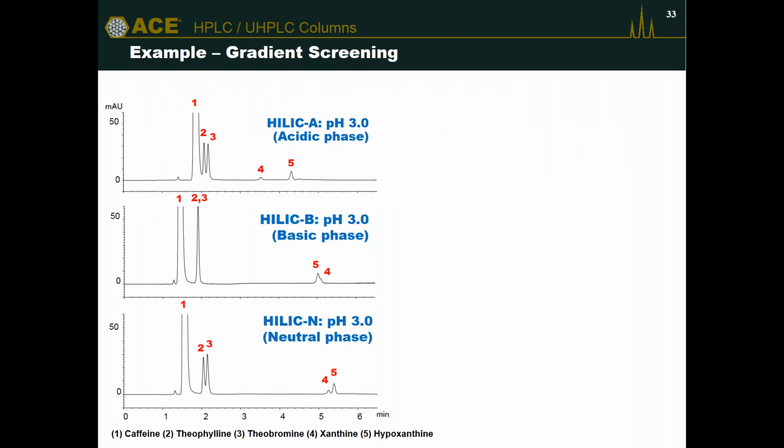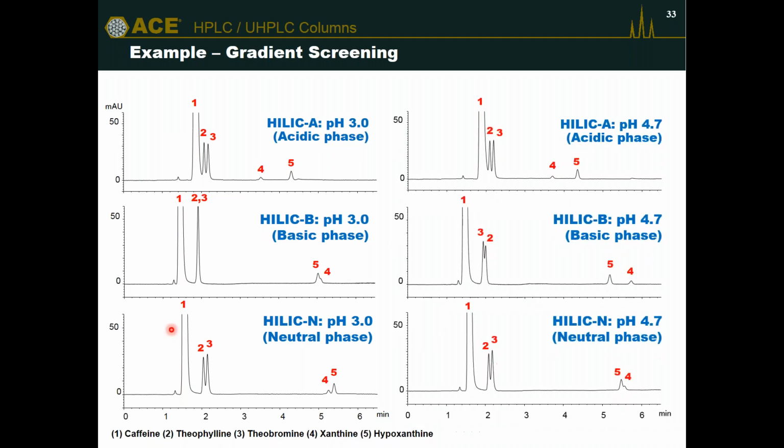So here we can see the gradient screens. We've got the 3 different columns at pH 3, and we can see the separation and behavior of the analytes. We can see here the principal component caffeine and the other 4 related substances on the HILIC A column, the HILIC B column, and the neutral column. If we look at the pH 4.7 separation, we can see some similarity between the different columns, but also there are some differences which may give us options with regard to developing a method.